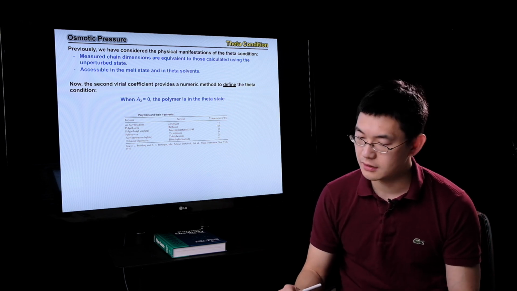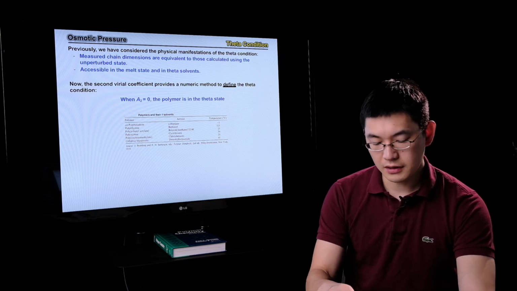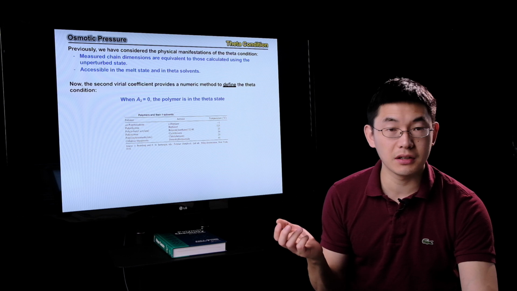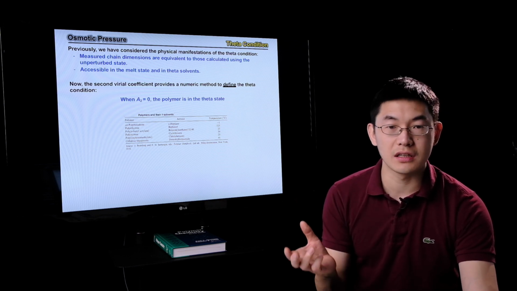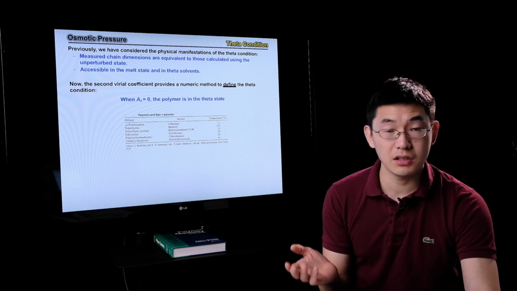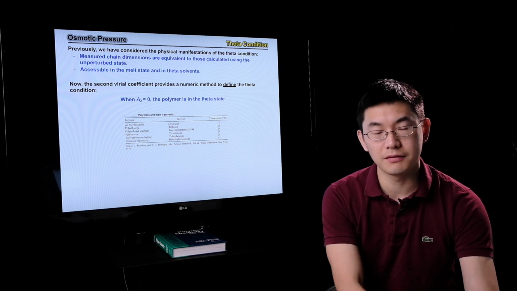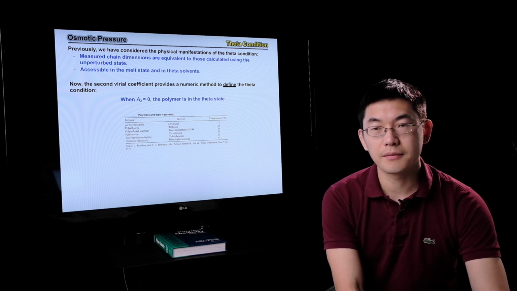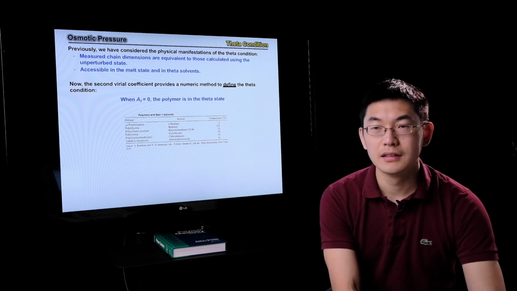Okay, so is everybody clear about the physical meaning of the second virial coefficient and the three special cases for A2? When A2 is larger than 0, when A2 equals 0, and what happens when A2 is negative? Okay, can everybody understand that?